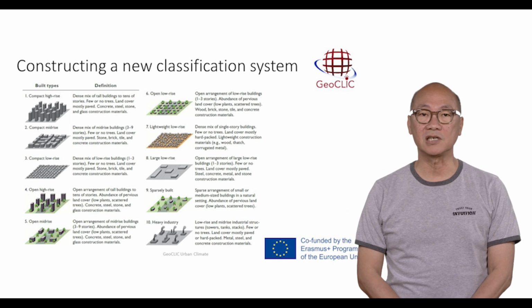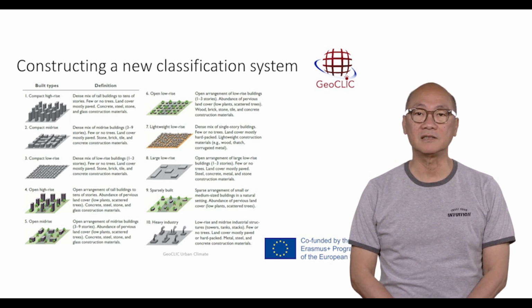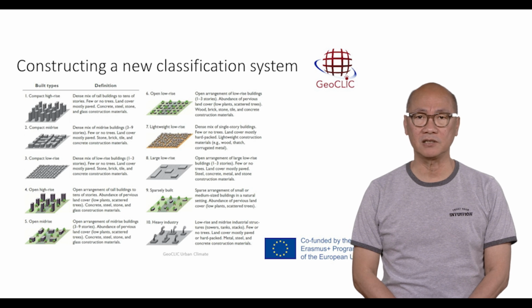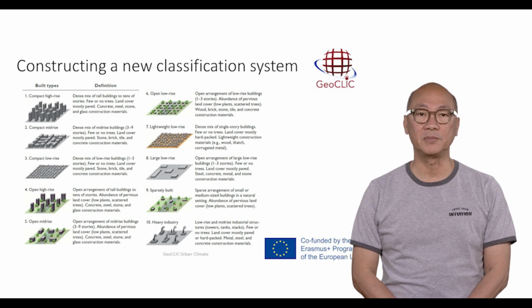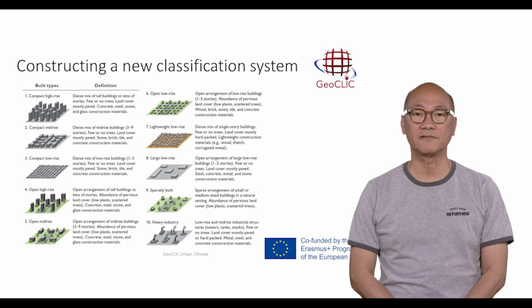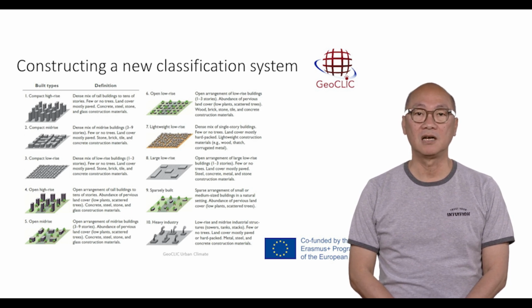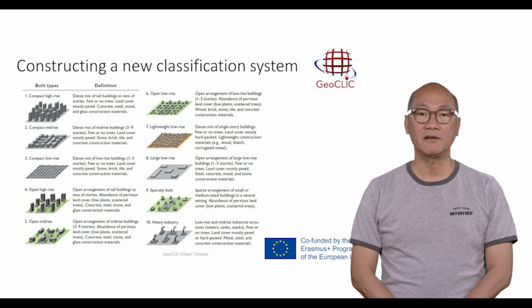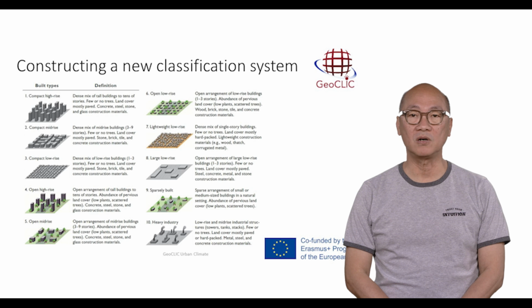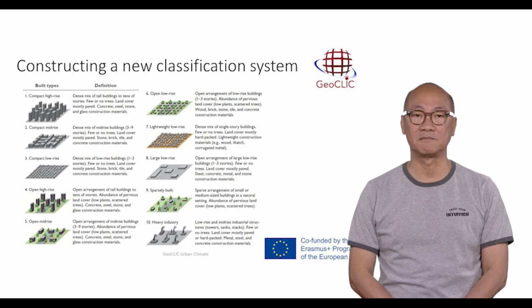Following the classification scheme in Stewart and Oke's 2012 paper, there are 10 built types and 7 conventional land surface classes. The 10 classes of built types include 3 classes for compact or dense developments of high-rise, compact mid-rise, and compact low-rise. There are 3 classes for open or more dispersed arrangements for high-rise, mid-rise, and low-rise.